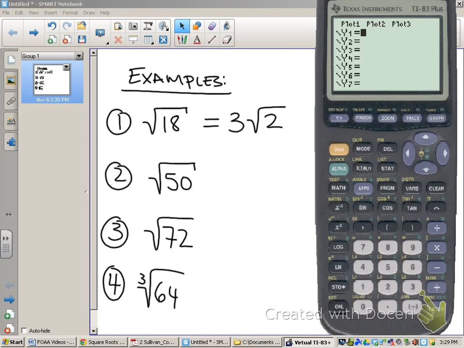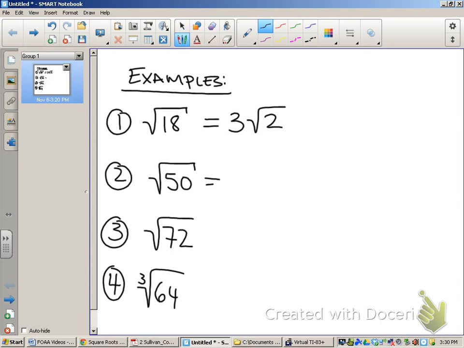Let's try another one. The next one we have is the square root of 50. Here we go to y equals. This time we're going to put 50 divided by x squared. Press enter and go to the second graph or the table. Again, we're going to look for the last whole number in the y1 column. The last whole number was 2. So this time we have 5 root 2. So we write 5, the square root of 2.